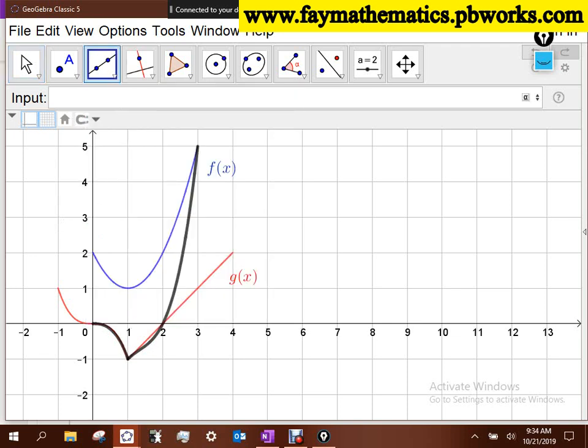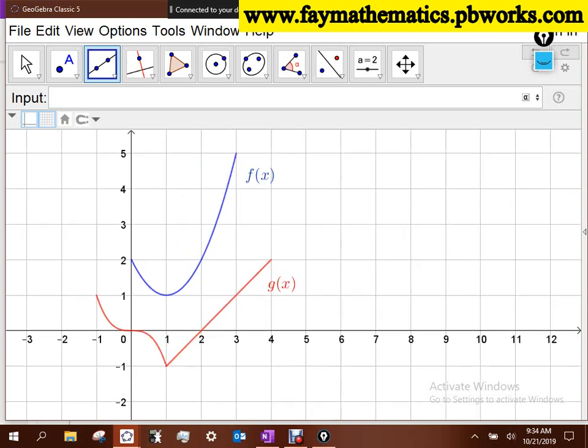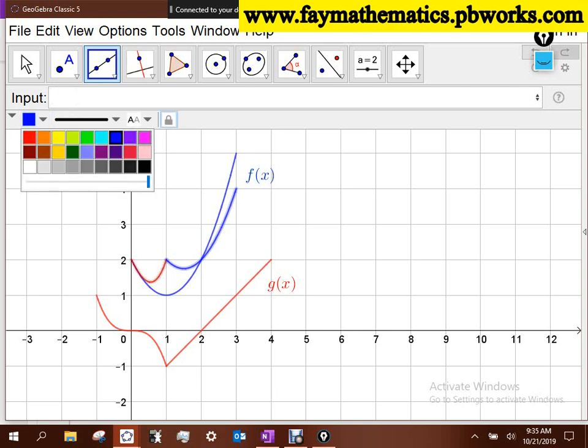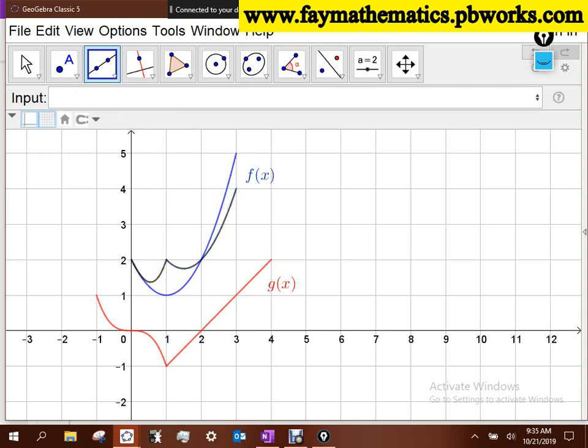Okay. If we go f of x minus g of x, and then go f of x minus h of x. Okay, so if I do the difference of these things, it's going to give me that black curve. Does it still exist only between 0 and 3, though?